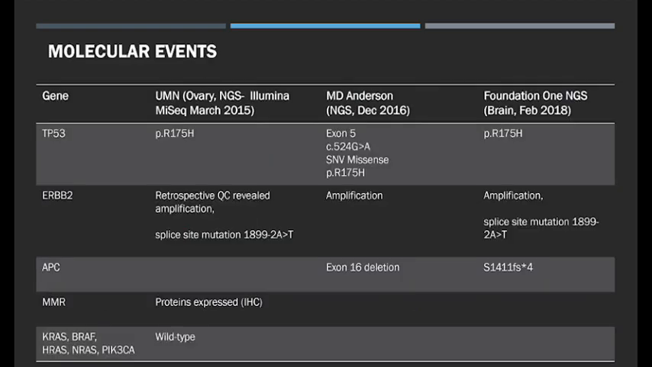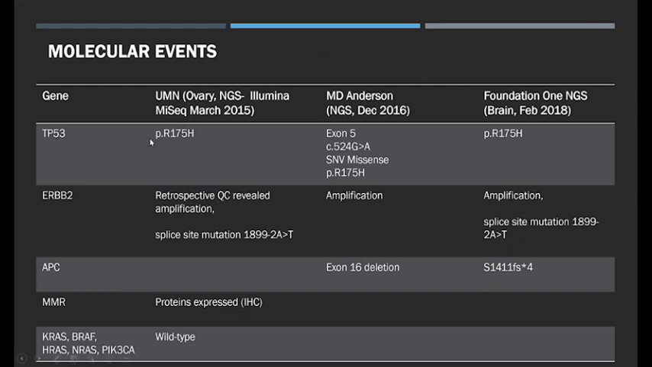So these are the molecular events and a comparison of the different platforms that were used for this patient at the different institutions. At UMN, March 2015, the tissue was ovary, the TP53 mutation was found, and it also showed HER2 amplification. A retrospective QC analysis was done to see if the original tumor had the HER2 amplification or the splice site mutation, and it was found in the original ovary tissue that was tested here at the U. Everything else was wild type, MSS.